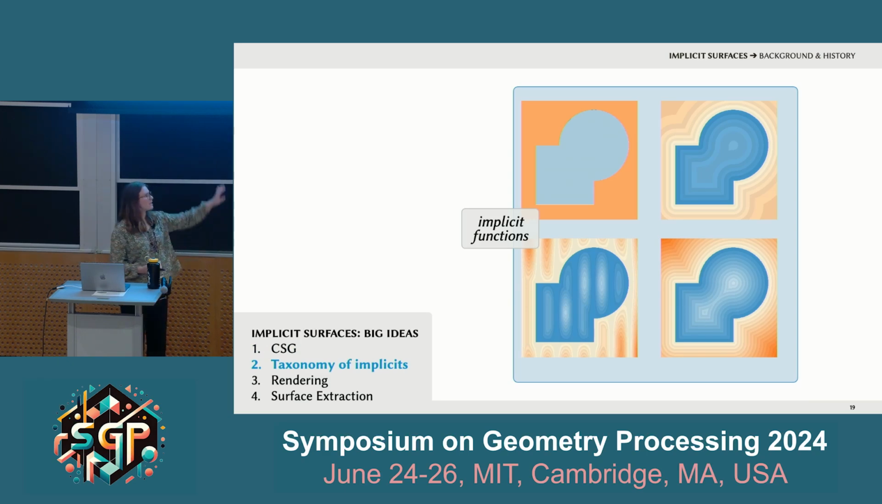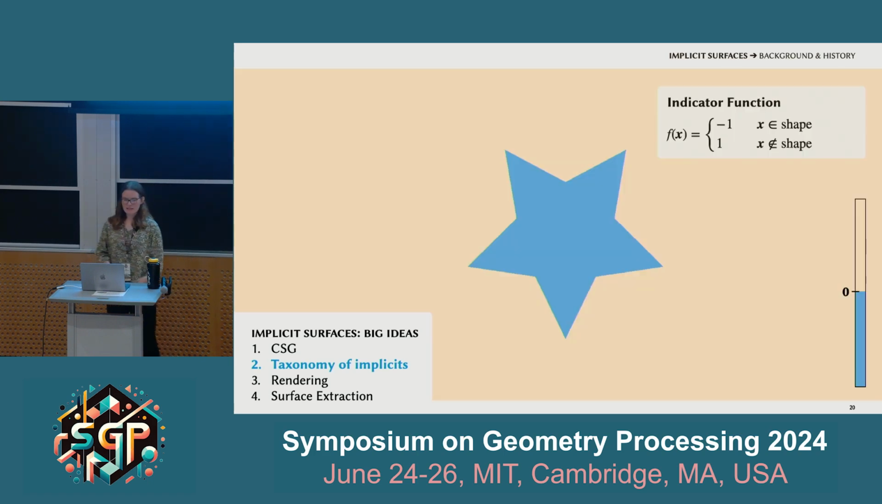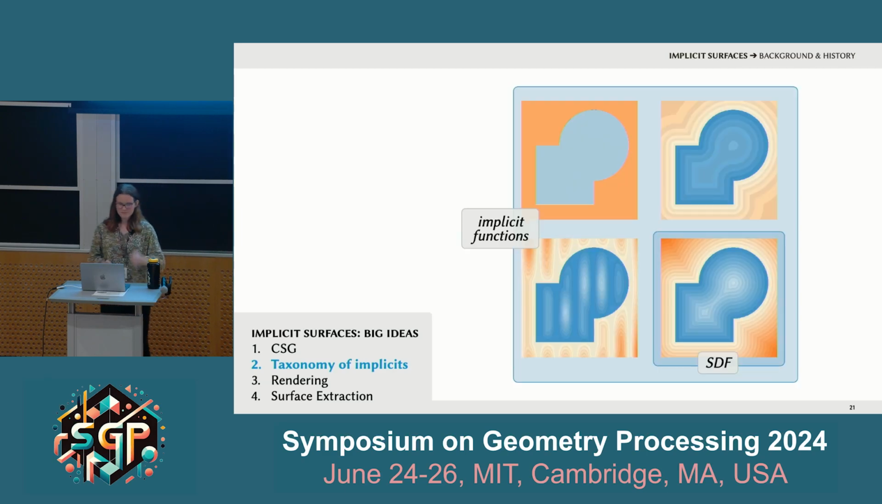Let's talk now about the different types of implicit functions we have. For a fixed surface, like this one that's the union between a square and a circle that I'm showing here, there are lots of different valid implicit functions. There are simple ones, like this indicator function, which is a simple discontinuous implicit function that takes one value, say -1, when we're inside the shape, and one value, say +1, when we're outside. Often the actual values you choose are different in practice.